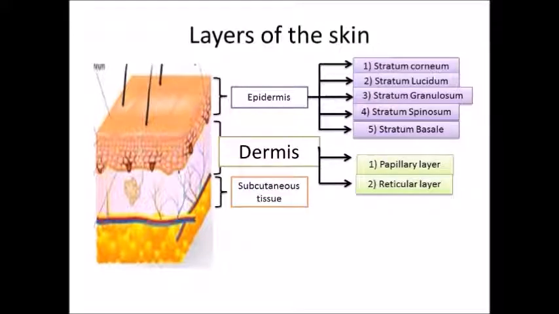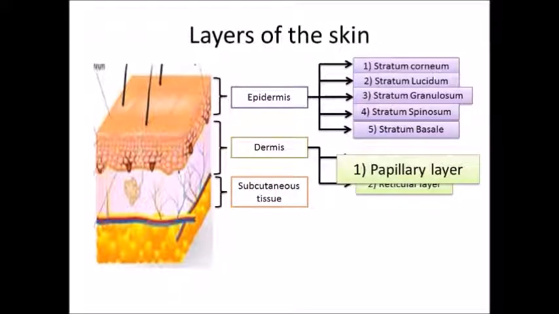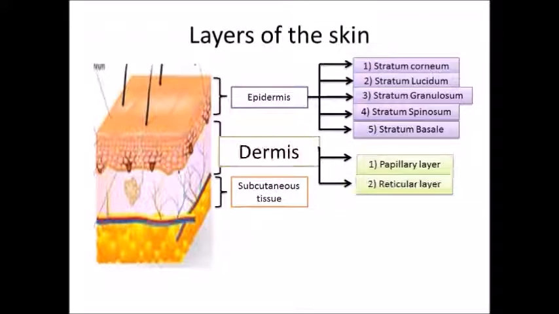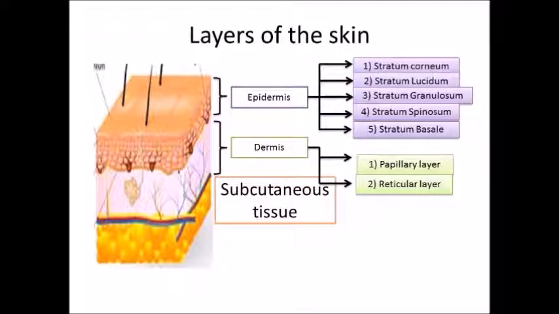The dermis consists of 2 layers, which are the papillary layer and the reticular layer. The dermis layer has elasticity and durability characteristics. The third layer of the skin, subcutaneous tissue, is made up of fat and connective tissues.